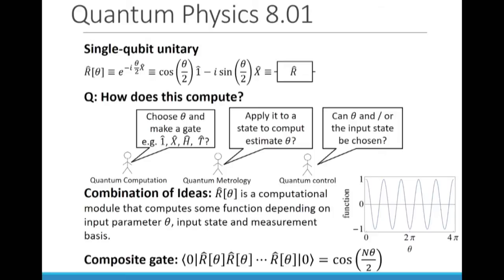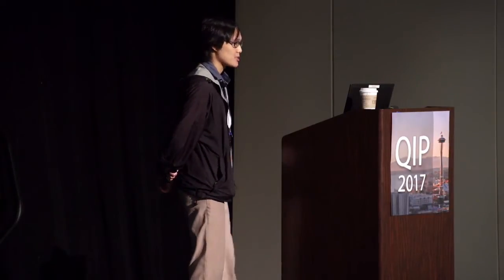I think the answer depends on who you ask. If you were to ask somebody who works on quantum computation, they would say, let's choose theta and perhaps implement a universal discrete gate set like X, and with perhaps other rotations, the Hadamard and T gate. Somebody who works in quantum metrology might think, perhaps we could apply this to a state and compute an estimate of theta. That's a form of computation. And somebody who works on quantum control might also wonder, well, do we have the flexibility to really choose the rotation angle or the input state? So here we combine all of these ideas.